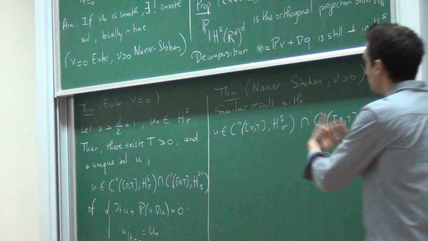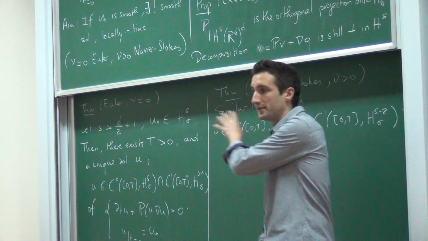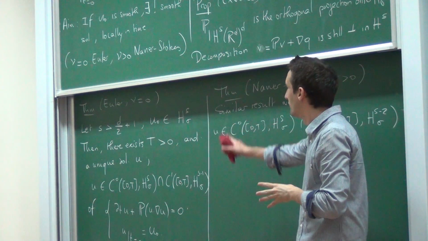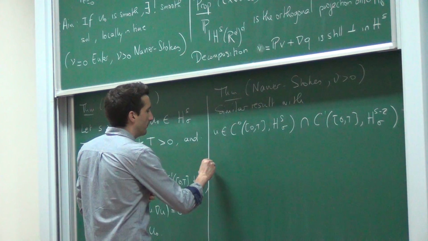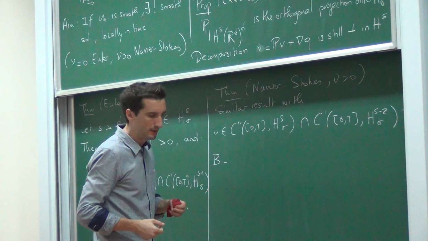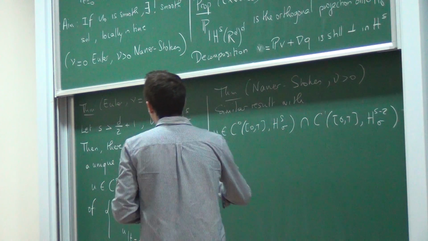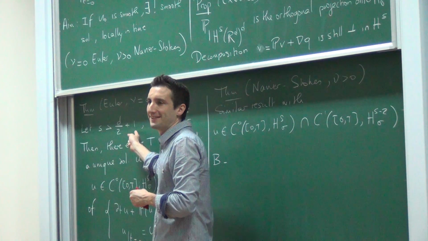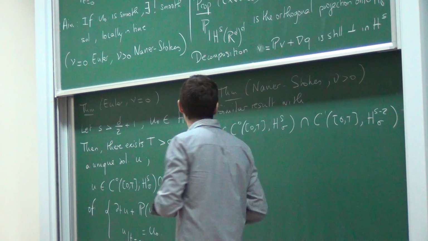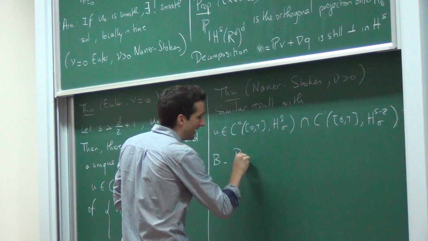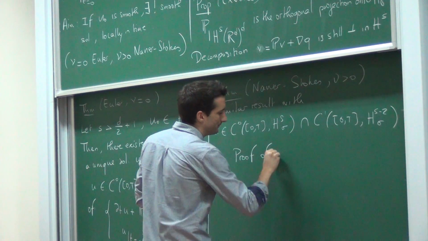Okay, so now I'll try to give you the main ideas for the proof of this very classical theorem. So that's part B. As you see, there are two things, uniqueness and existence. Uniqueness at this level is the easiest, so I will comment on this first.